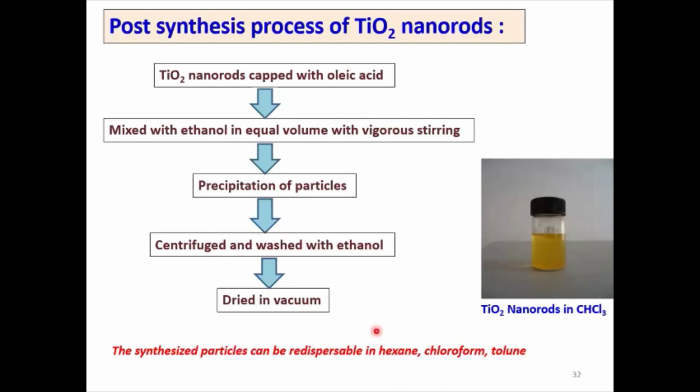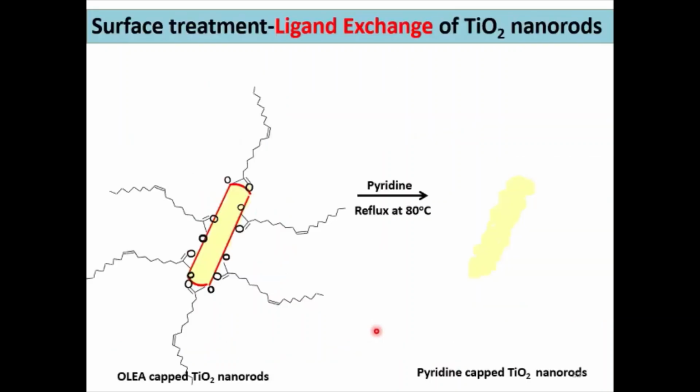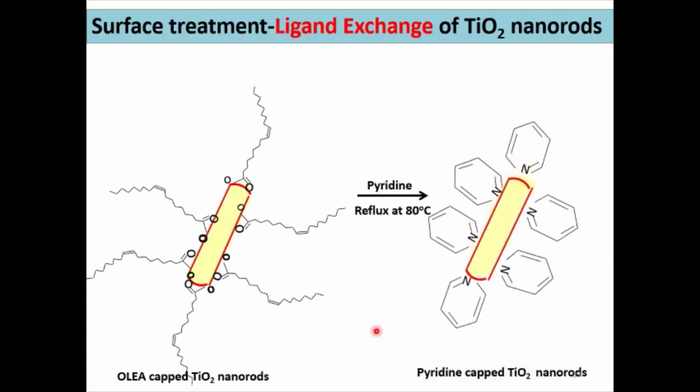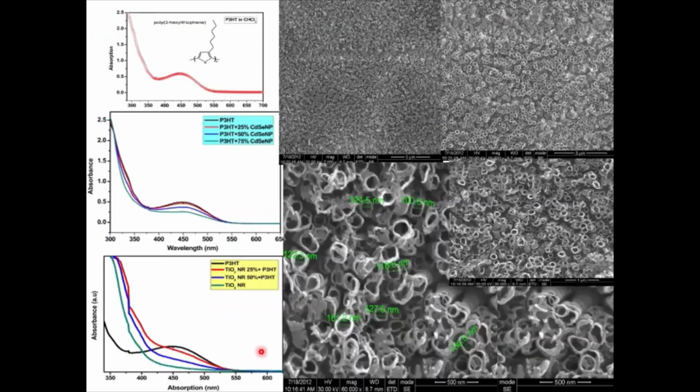All right. Similarly, we also made ligand exchange using pyridine by refluxing at a higher temperature, 80 degrees, not at room temperature. The oleic acid capped titanium oxide nanorods are refluxed at 80 degrees in pyridine, so that the long chain capping is removed and we have a smaller ligand, pyridine, which easily gives very good conductivity compared to titanium oxide capped with oleic acid.